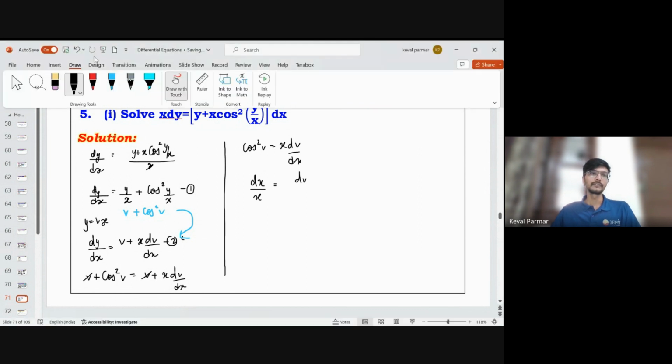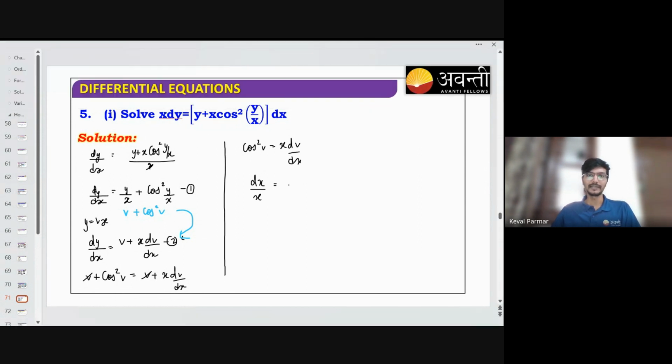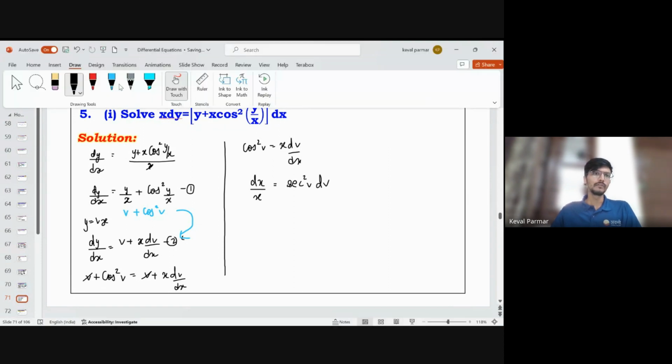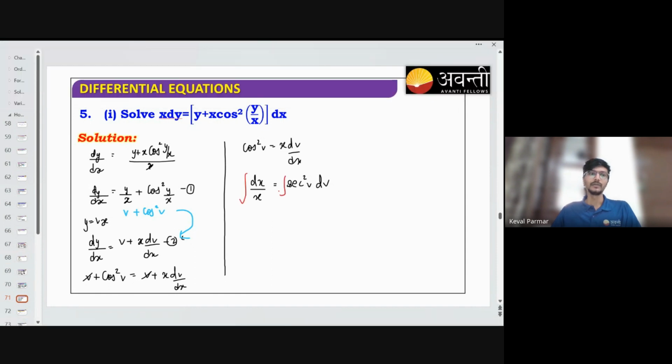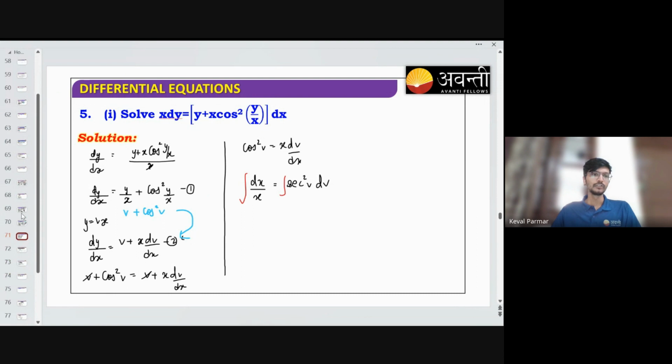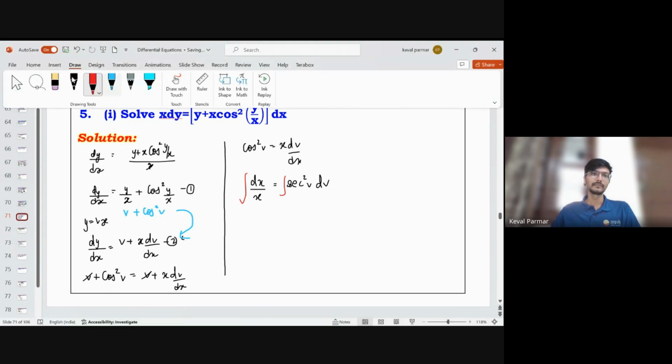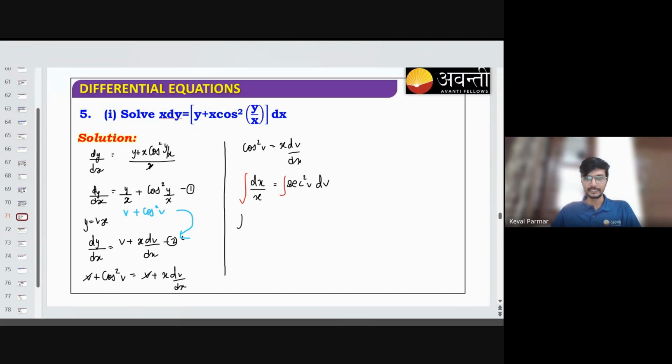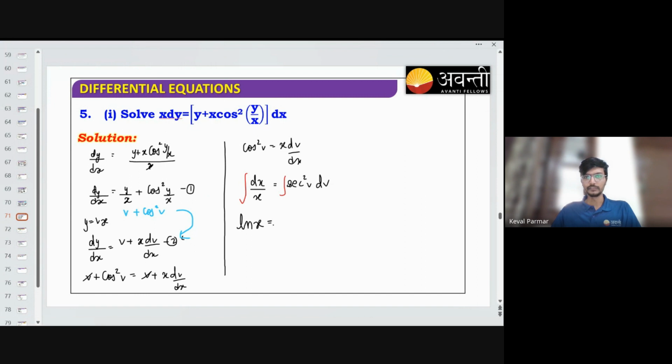What is 1 upon cos square v? I can write it as sec square v. So sec square v dv. Simple. Both of the integrations are very simple. So we'll simply integrate both the sides. So if I integrate both the sides, what will I get? I'll get ln x is equals to tan v plus ln c.